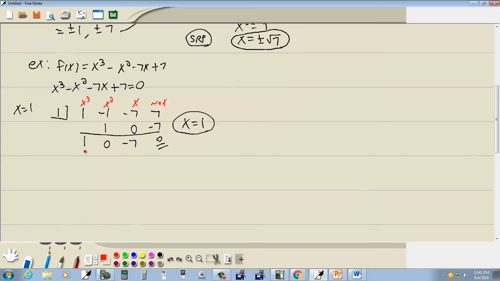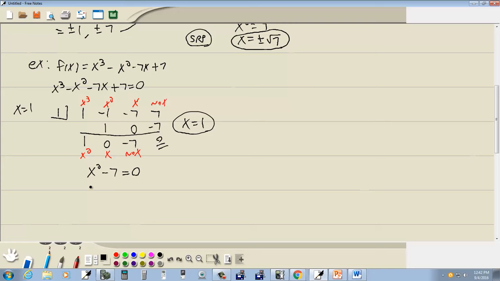Now this was x to the third. This is going to be 1 degree lower, so this will be x squared, this will be x, and this will be no x. So we're left with x squared minus 7, and we set it equal to 0. Why do we set it equal to 0? We're constantly finding zeros, so whenever you're finding zeros, you're setting it equal to 0.